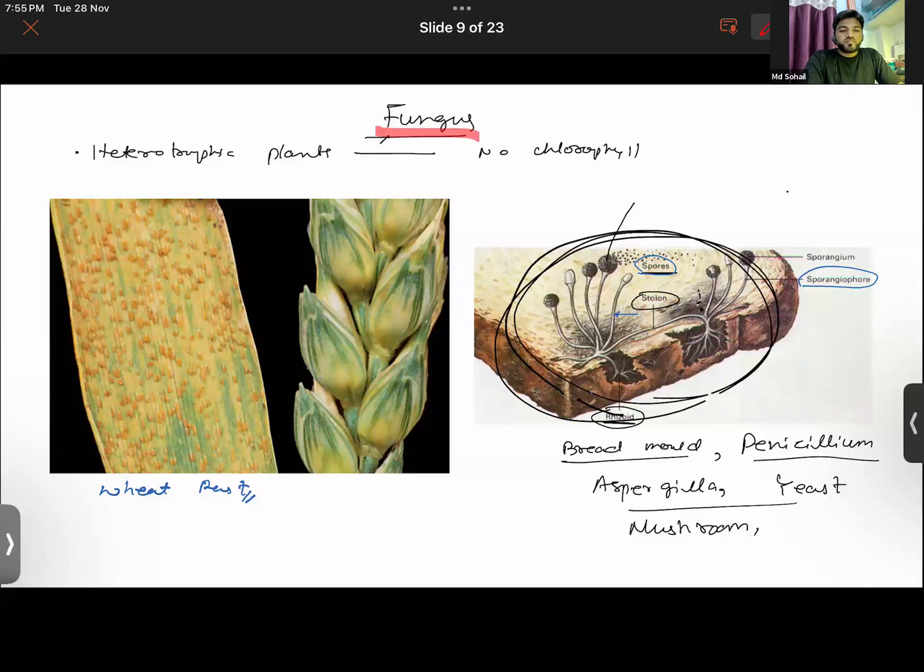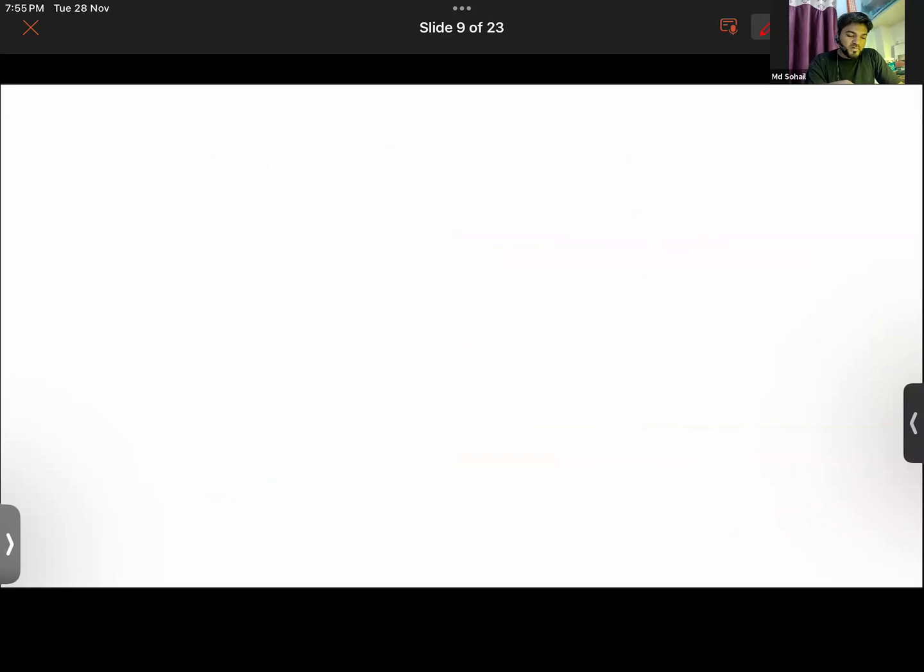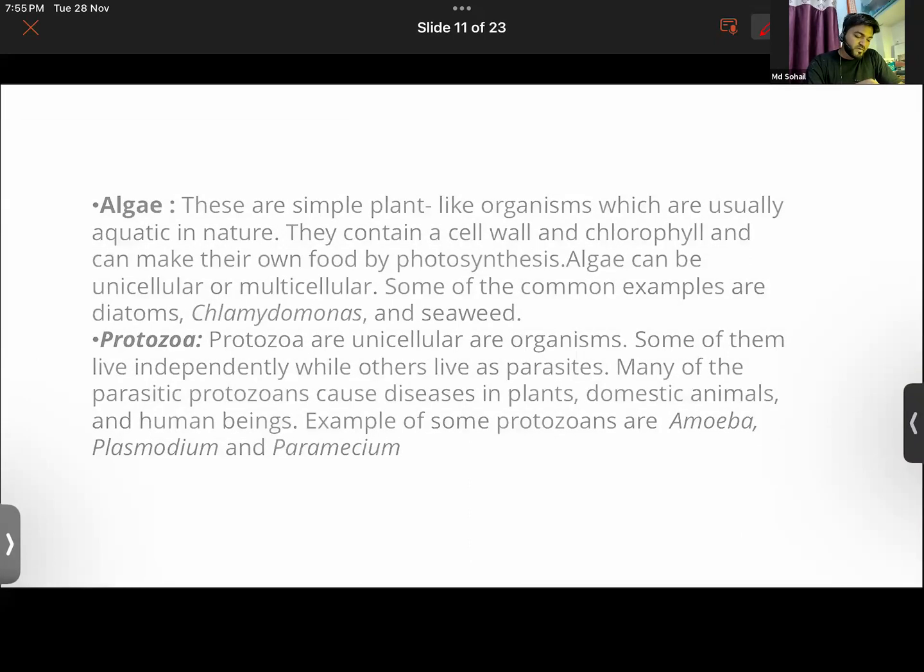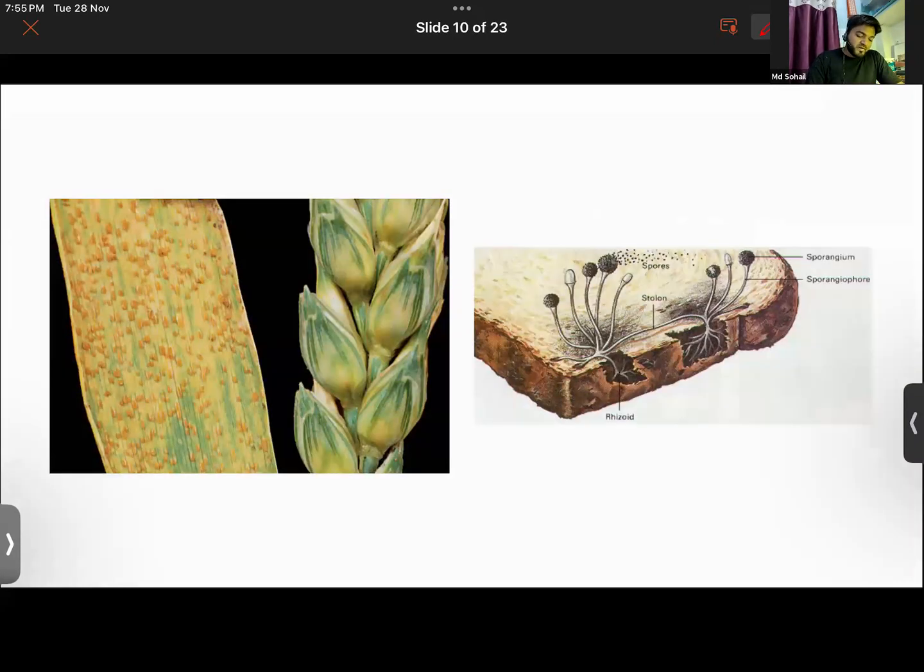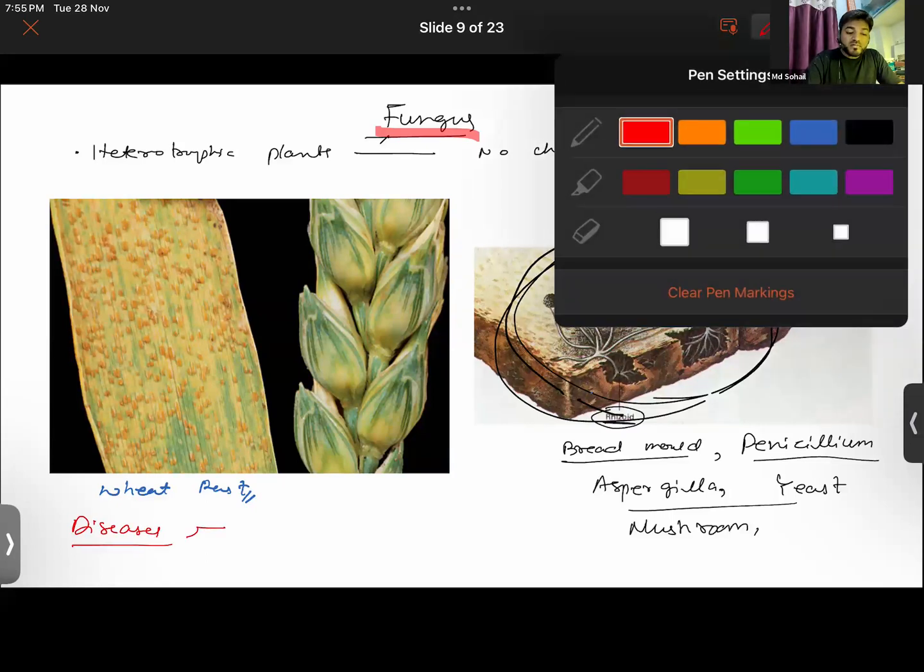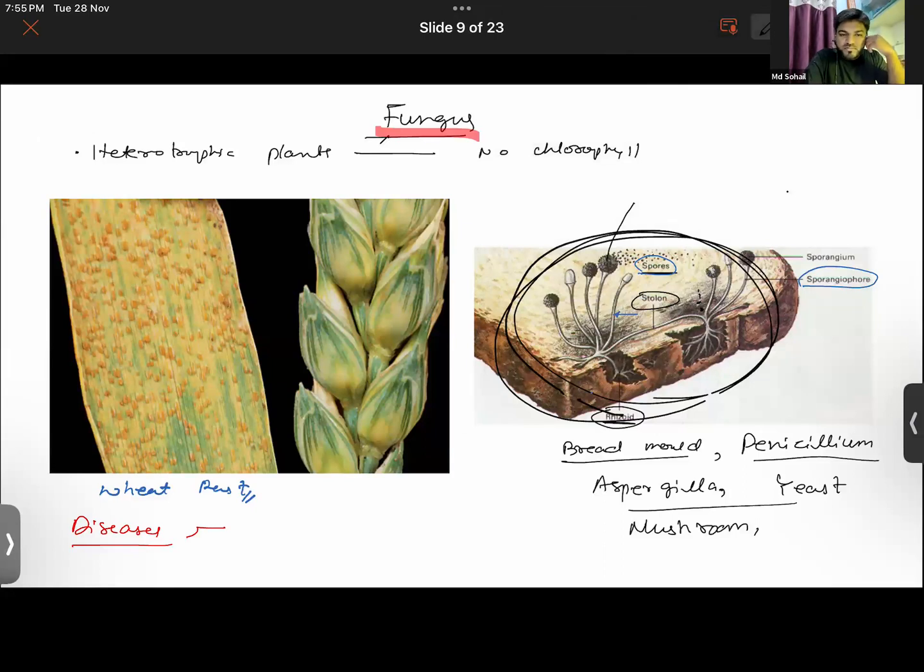Also, if you remember, in the case of humans, I told you there are some diseases caused by fungi. Do you remember? Like you have the example of athlete's foot. I don't have the diagram today, but in the next class I'll be showing you those diagrams. There are some diseases caused by fungi in humans, like aspergillosis.